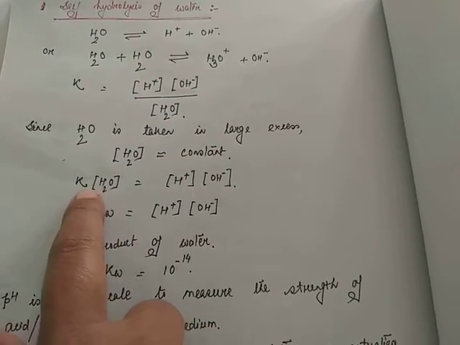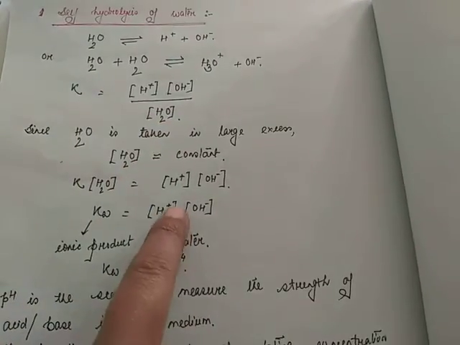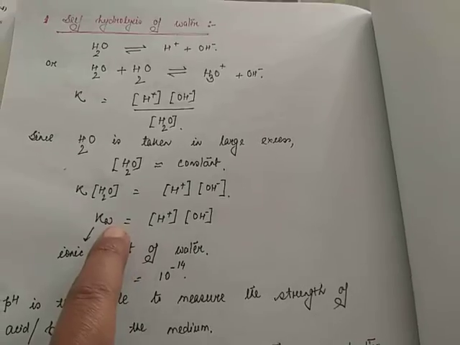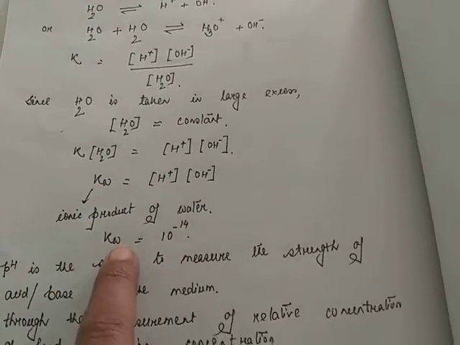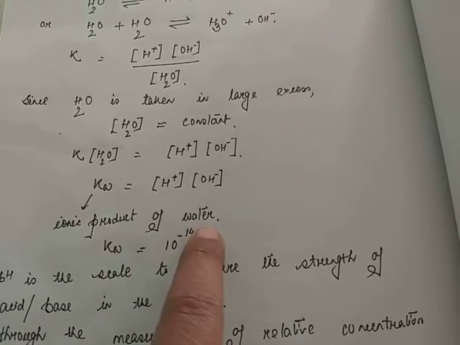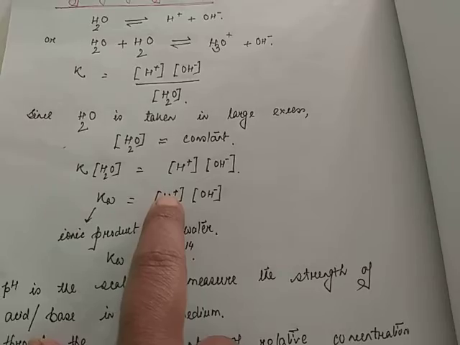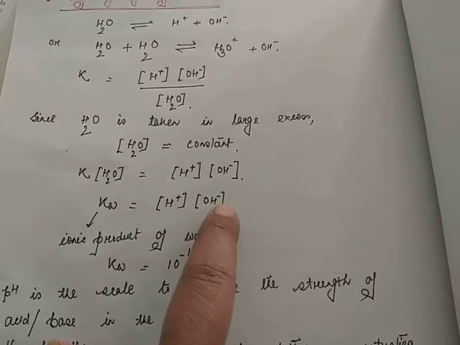So we take this constant into the concentration of water, which is another constant, as H plus and OH minus concentration. This is called Kw or the ionic product of water. It's a constant quantity with a value of 10 to the power minus 14. The 10 to the power minus 14 is equal to concentration of H plus into concentration of OH minus.